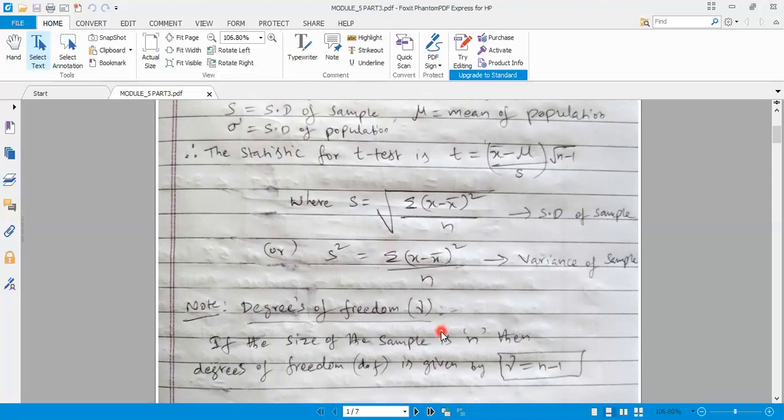Now let us introduce one important concept here, the degrees of freedom. It is denoted by nu. If the size of the sample is n, then the degrees of freedom is given by n minus 1, one less than the size of the sample. So this is about degrees of freedom. While testing the hypothesis, it plays a very important role.